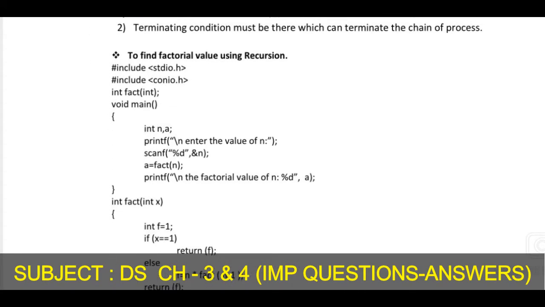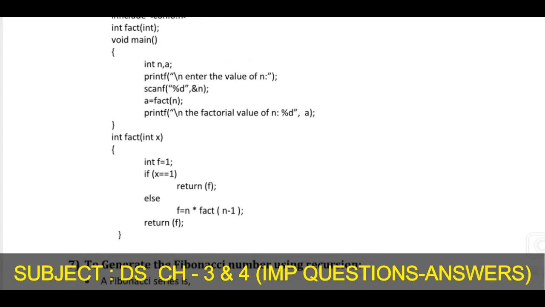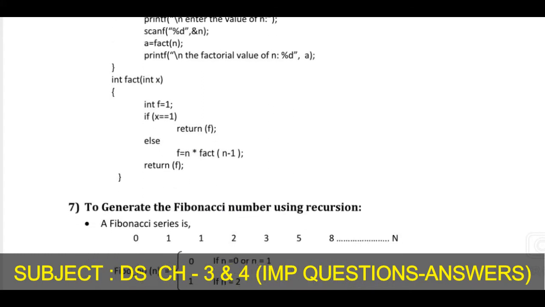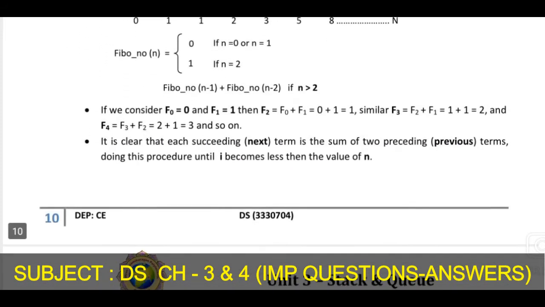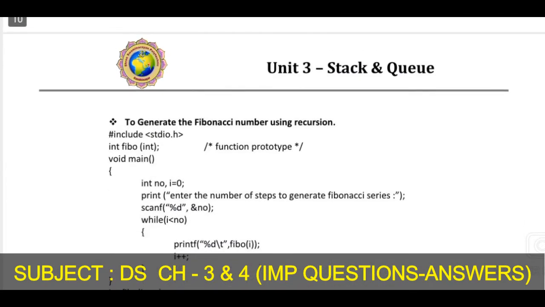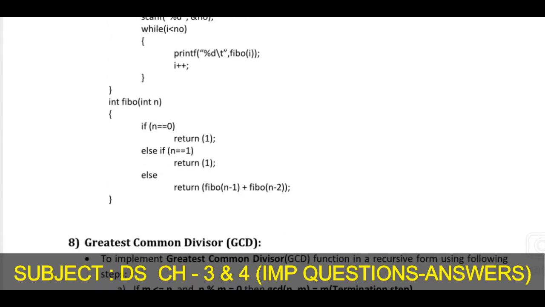Then how to find the factorial value using a recursion function. So this is our practical performance for finding the factorial value using recursion. Then generate Fibonacci numbers using recursion. So this one is Fibonacci numbers, and this is the Fibonacci number program using a recursion function.